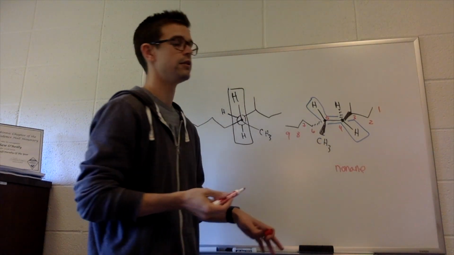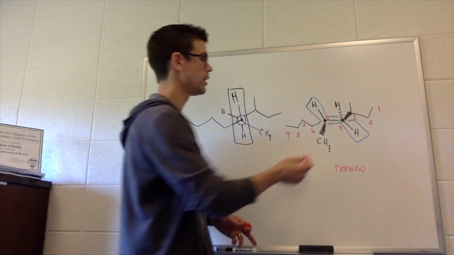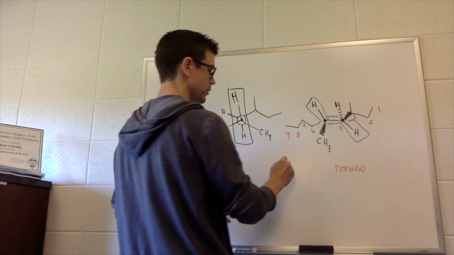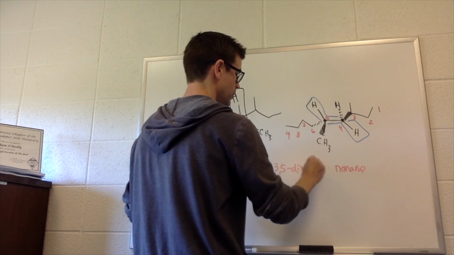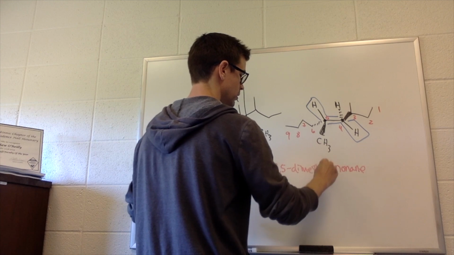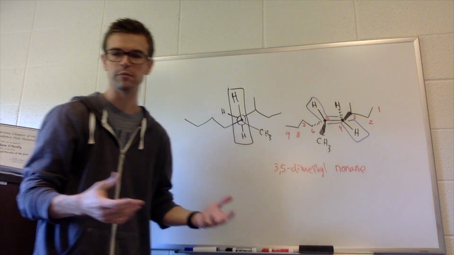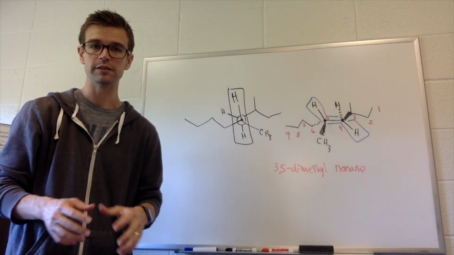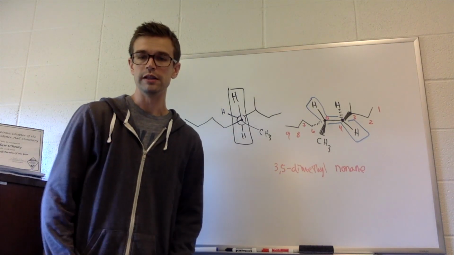And then we need to describe where the substituents are. There's a substituent on position 3 and position 5. They're both just methyl groups, so this would be 3,5-dimethyl nonane. And this doesn't need a space there. That could be all one word. So that's that process. You're going to get some more practice on that, and let me know if you need some help with that.